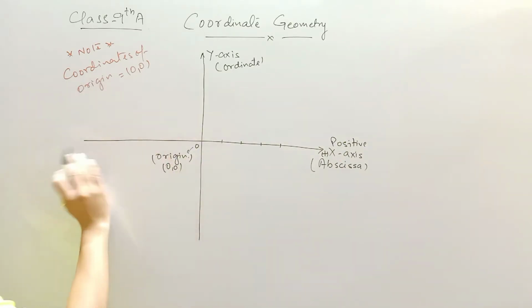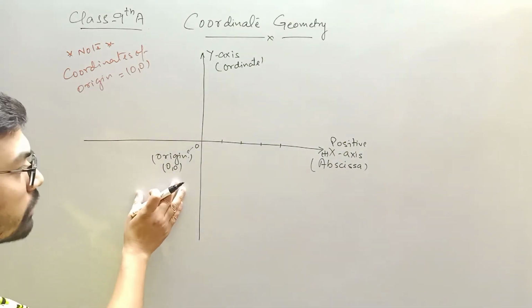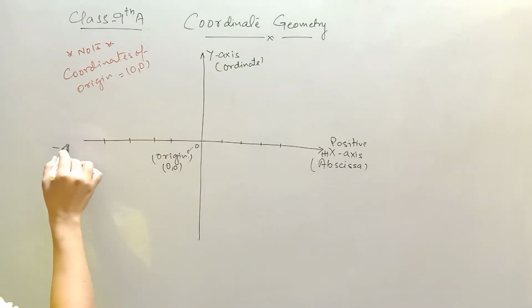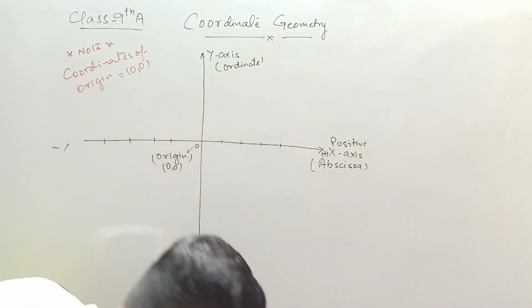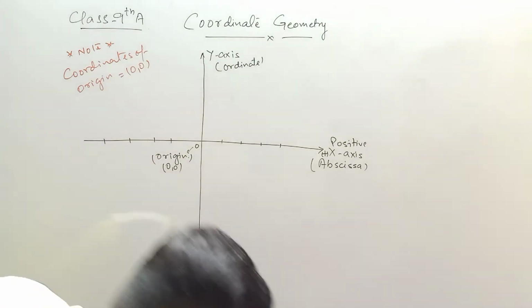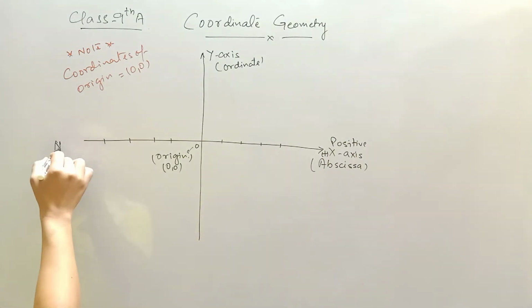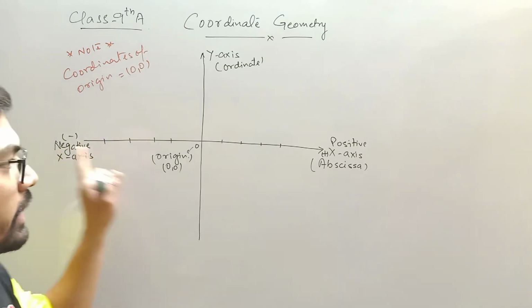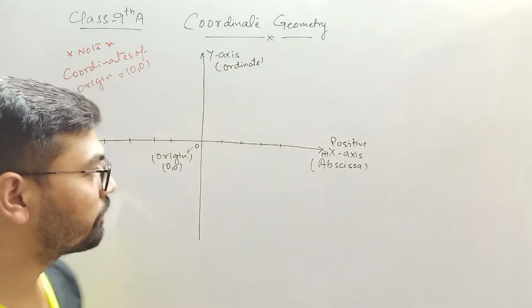And if I move on to the left side of 0 or origin, I'll have negative x-axis, right? This is negative, or I'll write negative x-axis. Okay, or you can show it by minus, or you can represent it by positive.